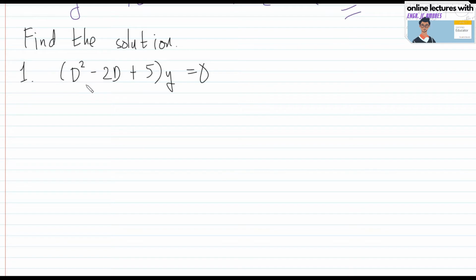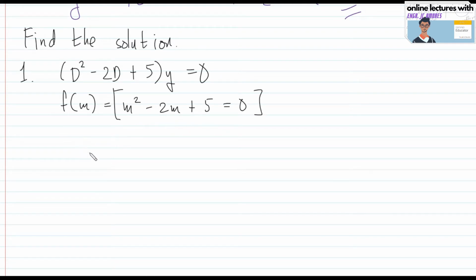We have the quantity D squared minus 2D plus 5, times y, is equal to 0. So first, our auxiliary equation is m squared minus 2m plus 5 is equal to 0. If we solve for m, for the roots here, obviously we cannot factor.